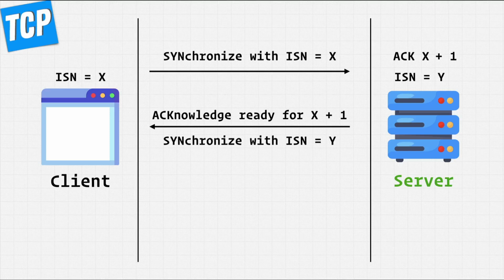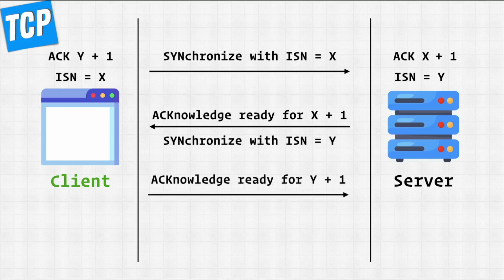The client has now done two things. It's recognized that it's been acknowledged of this value x plus 1, but also it's going to acknowledge that the server has sent it some ISN of y. So it's also going to now send back an acknowledgement for y plus 1. Now realize this acknowledgement message says, hey, I acknowledge that I'm ready for x plus 1. And our client is saying, hey, I acknowledge that I'm ready for y plus 1.